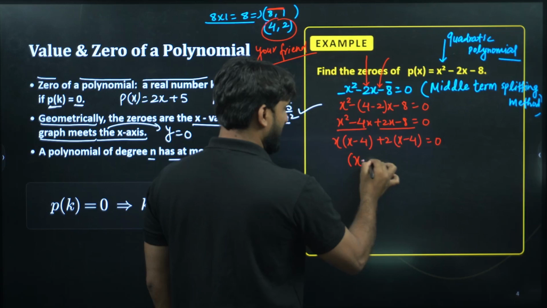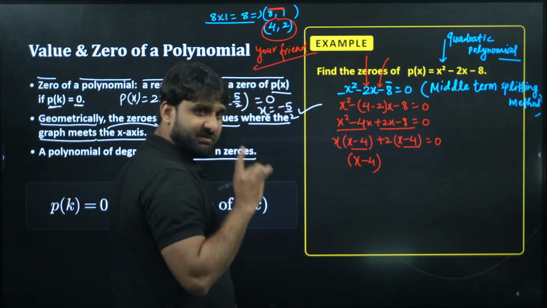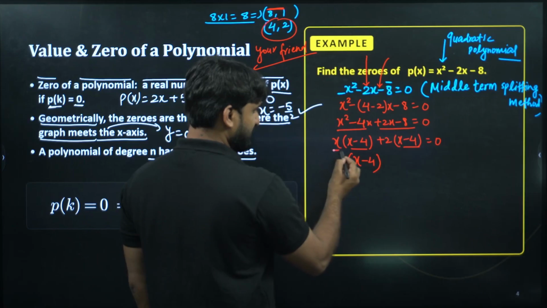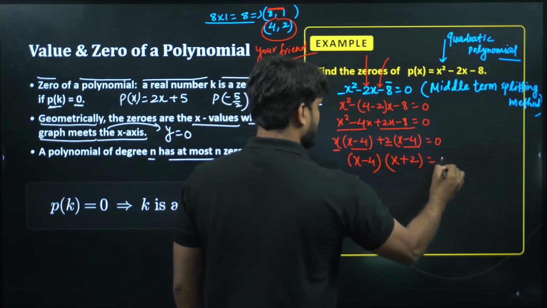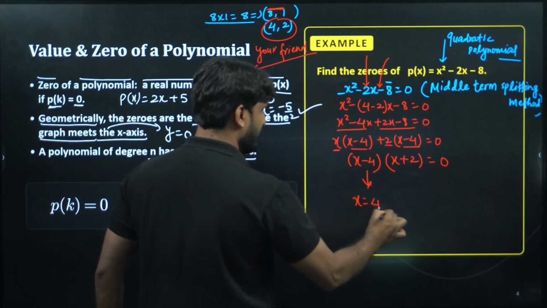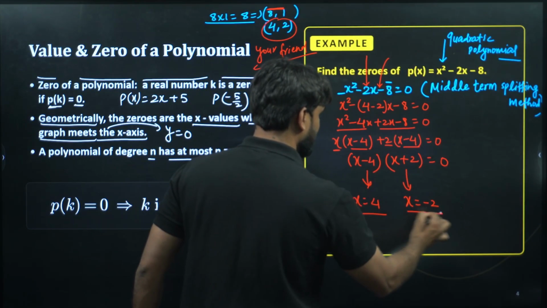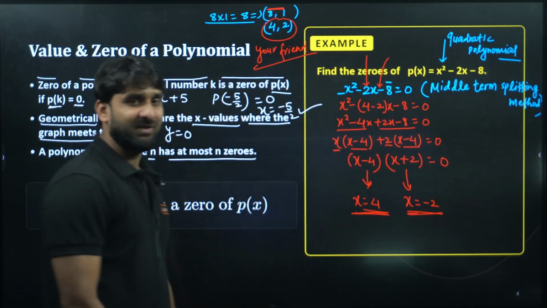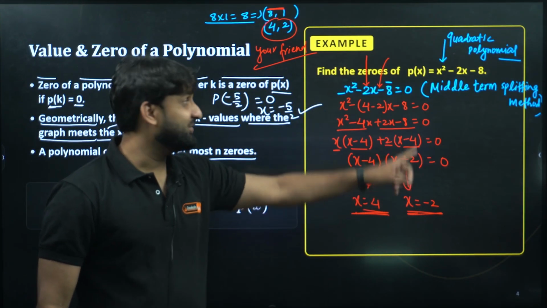So we have two brackets, x minus 4 and x minus 4. We can take any one. Always take any one, and the outside values will be combined in a single bracket. So now when we set this equal to 0, x will be equal to 4. When we set this equal to 0, x will be minus 2. So these are the zeros. Yes, my dear, these are those values which will give you result 0 when we put them here.